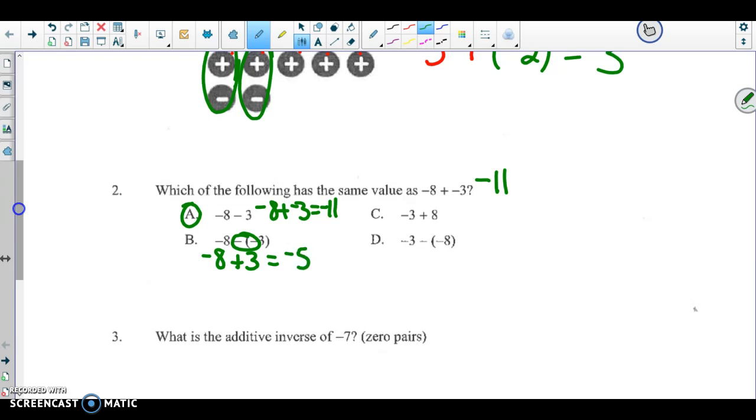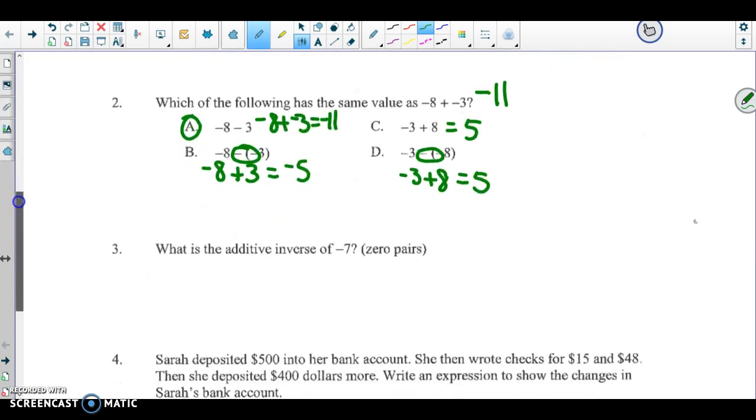This one is already addition, but I'm going to have to subtract them because one's positive and one's negative to get a +5. And again, this one has those two negatives. So I have -3 plus 8, which looks just like the one above it, to be 5. So my answer would be A. Now would be a good time to put a smiley face by number 2.